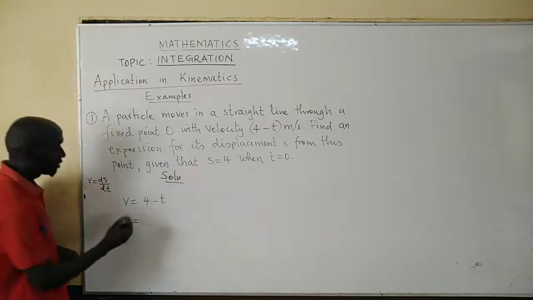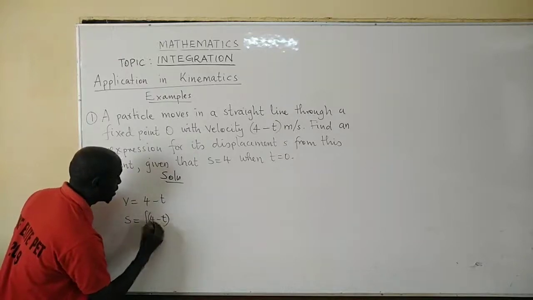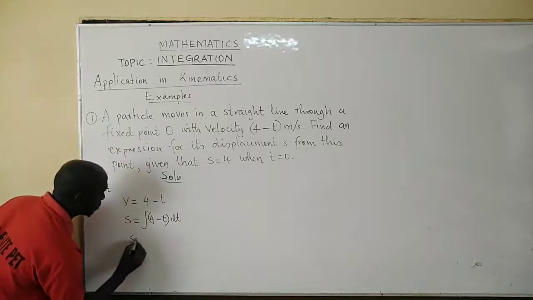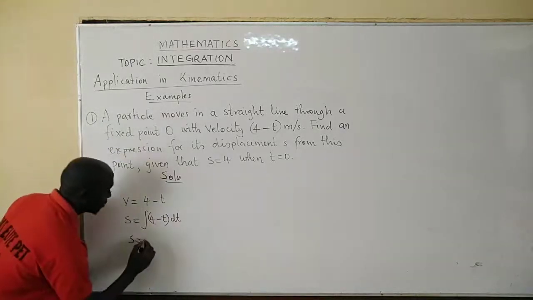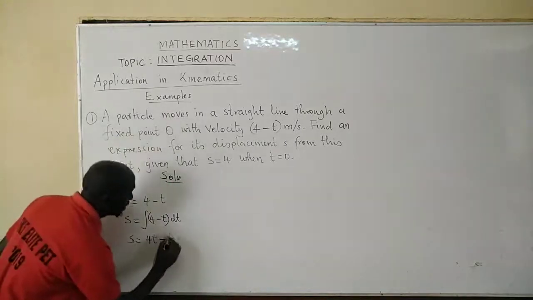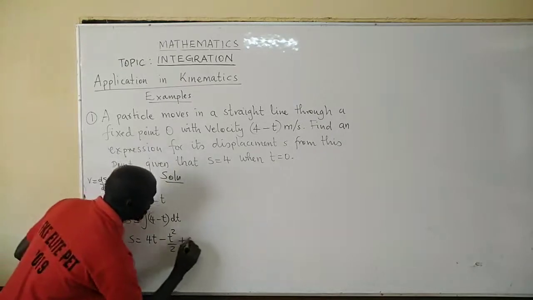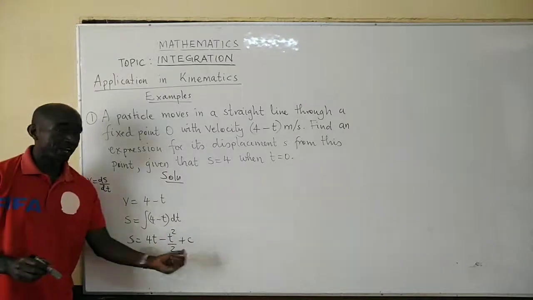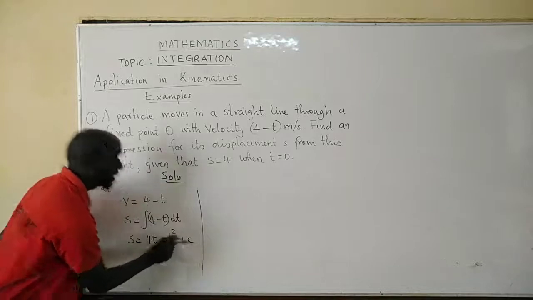So let us integrate. We integrate 4 minus t with respect to t, which gives us s is equal to, if you integrate 4, my dear learner, you get 4t. If you integrate t, you will get t squared over 2, plus c. Don't forget that for integration, at the end, you add a constant. Let's continue, because this constant must be found.